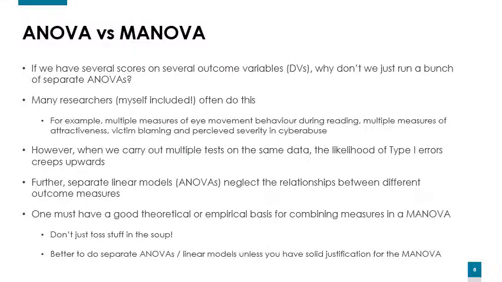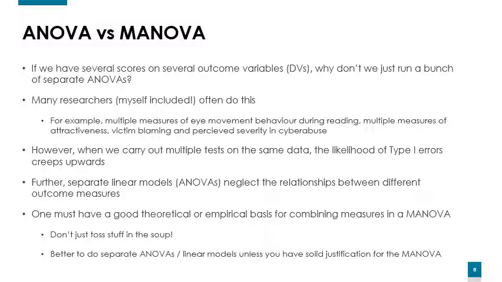You might be asking yourself, why don't we just do a whole bunch of ANOVAs? If we've got the same kind of design in terms of independent variables or predictors and their levels, and we've got lots and lots of different outcome measures, why don't we just run a whole bunch of ANOVAs? And a lot of researchers do this. For example, if I've done a study on eye movement behaviour during reading, I've maybe got lots and lots of different measures of that, and instead of looking at a MANOVA, I've performed a series of different analyses of variance.